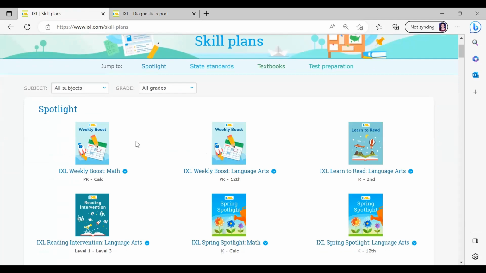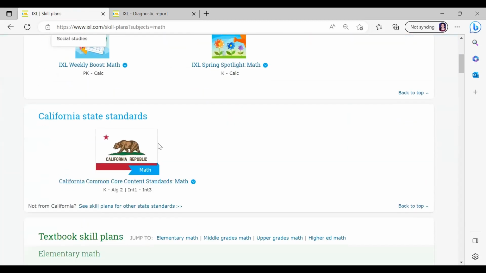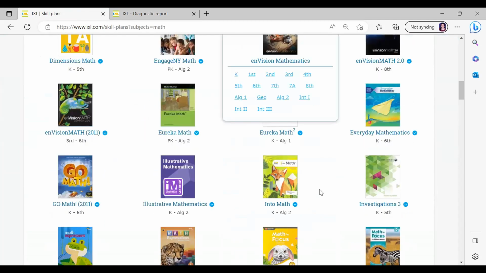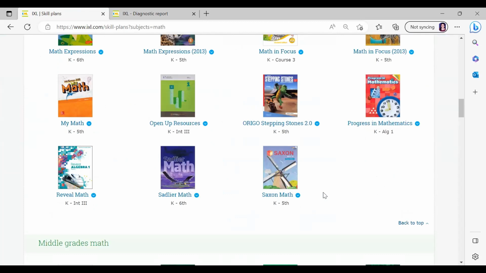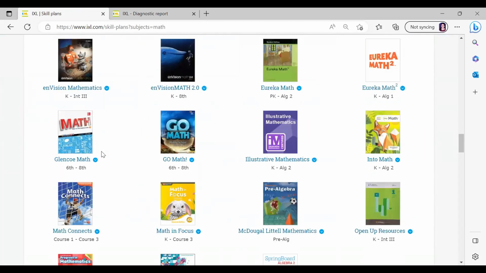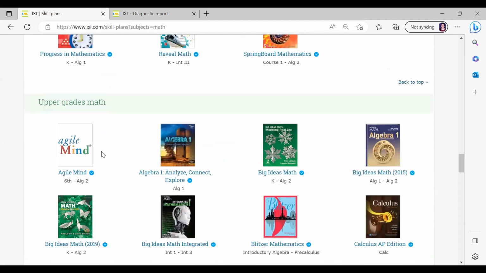It's not good for your eye. Computer is perfect. Look, I can change. I can pick subject, maybe math. In the math scale, you can pick a California curriculum or other curriculum. They have quite a lot of books, and you can click on that to find out in the elementary school, middle school, and then upper grade.